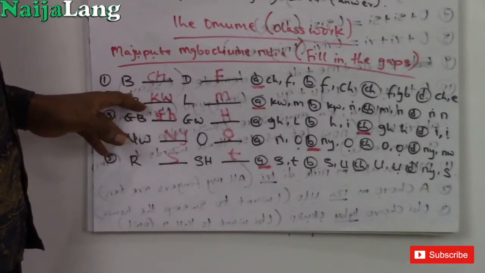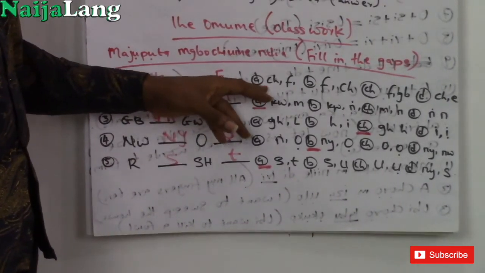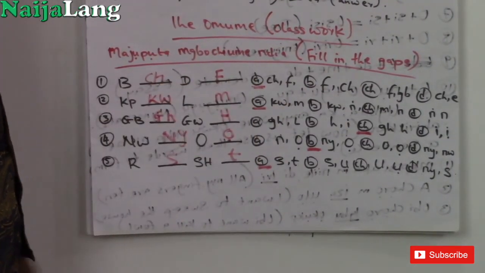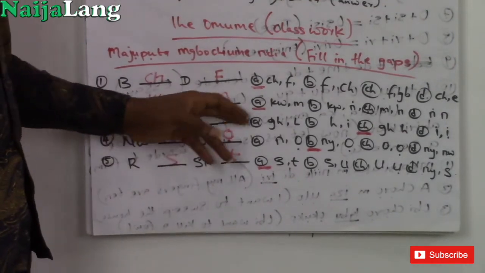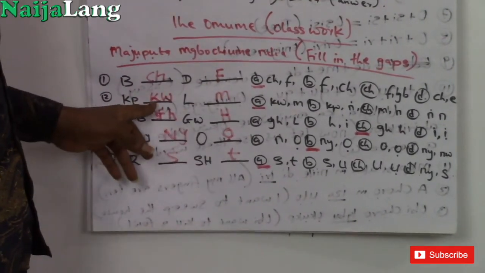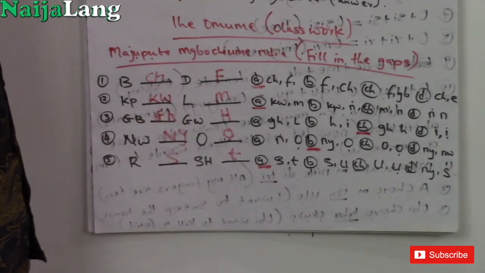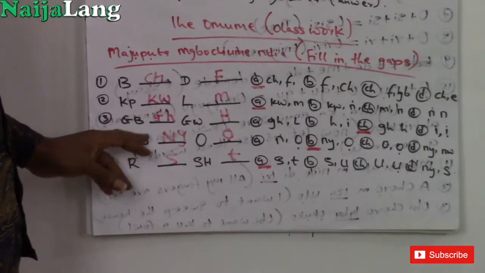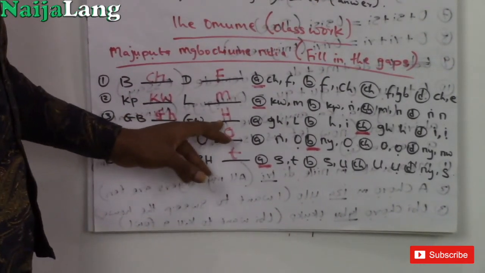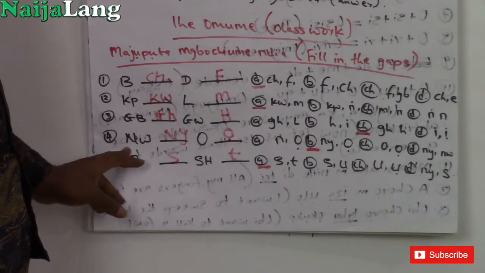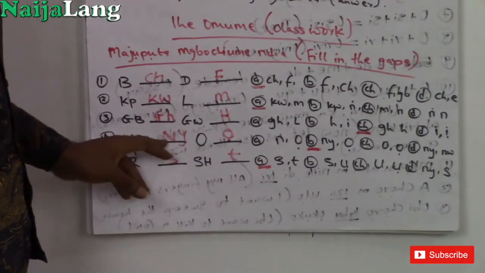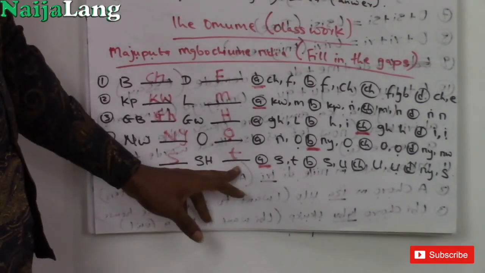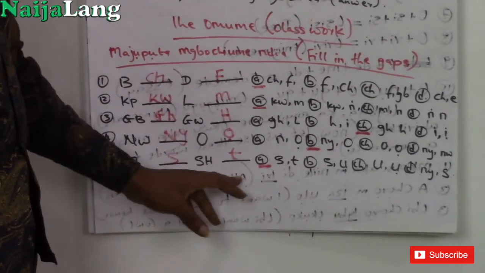Number 1, the correct option is option A, che, fe. Number 2, the correct option is option A, kwe, me. Number 3, the correct option is option C, we, he. Number 4, the correct option is option B, ni, or. Number 5, the correct option is option A, se, te.